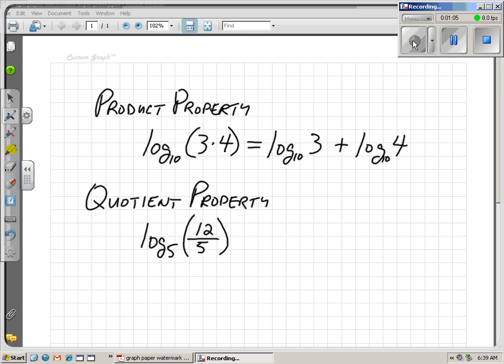The next one's the quotient property. If I have the log of a quotient, that's two numbers being divided, it's okay to rewrite it as two logs being subtracted. Now notice I made this one base 5. I'm just trying to show you that these properties work with any log, any base. They work with natural logs, common logs, and logs of different bases. So log base 5 of this quotient, 12 over 5, is the same thing as log base 5 of 12, the top number, minus log base 5 of 5, the bottom number. You'll get the same answer.